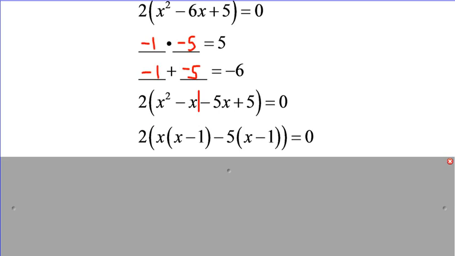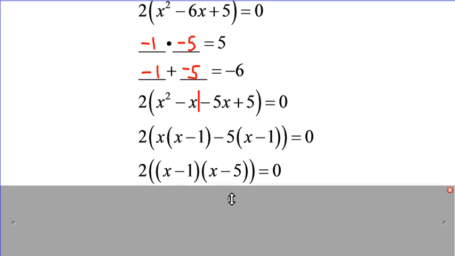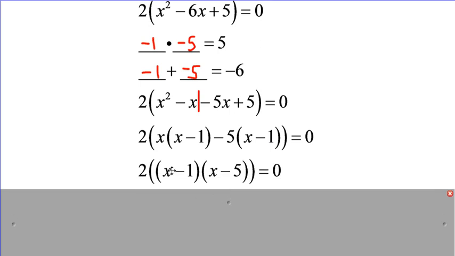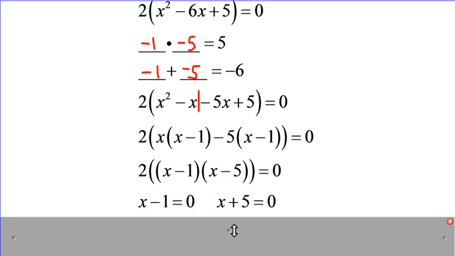I can see they have a common factor of x minus 1, so I can rewrite this as 2 times the quantity x minus 1 times x minus 5 equals 0. These are my factors, x minus 1 and x minus 5. I need to take each of those factors and set them equal to 0 and solve like I normally do. So x minus 1 equals 0, I would add 1, so I'd have x equals 1. And here I'd have x minus 5 equals 0. I would need to add 5, so x would equal 5.